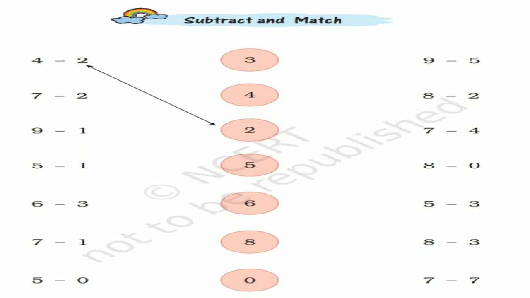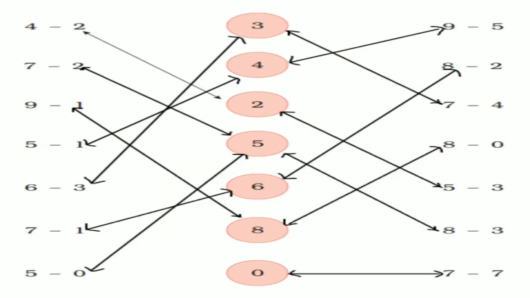Next, 5 minus 0. 0 means nothing. We are removing nothing. So 5 minus 0 is equal to 5 only. Now let us look towards right.